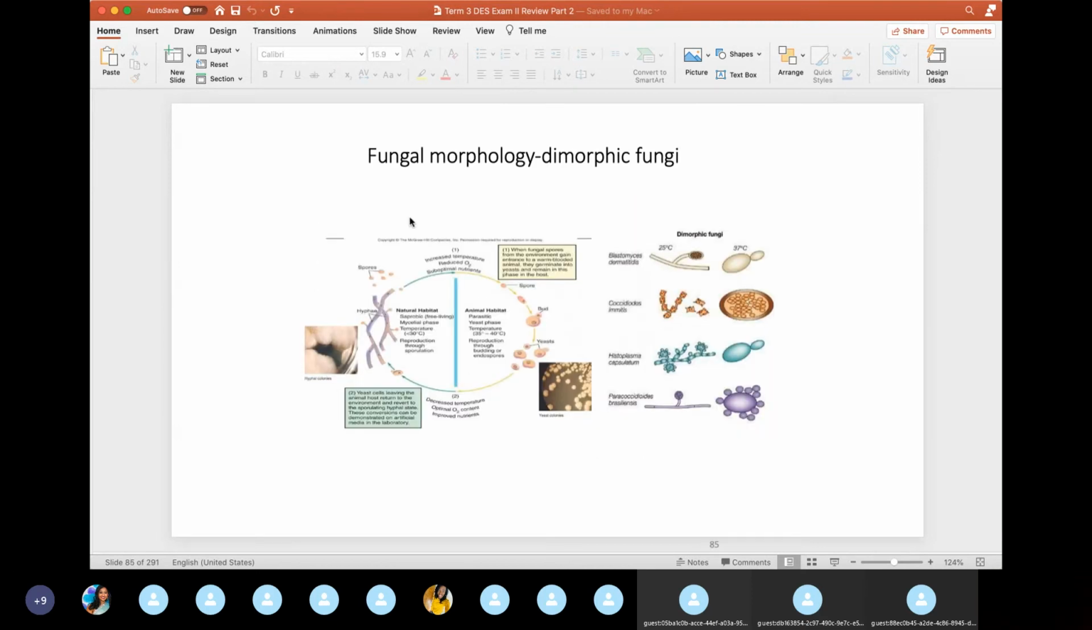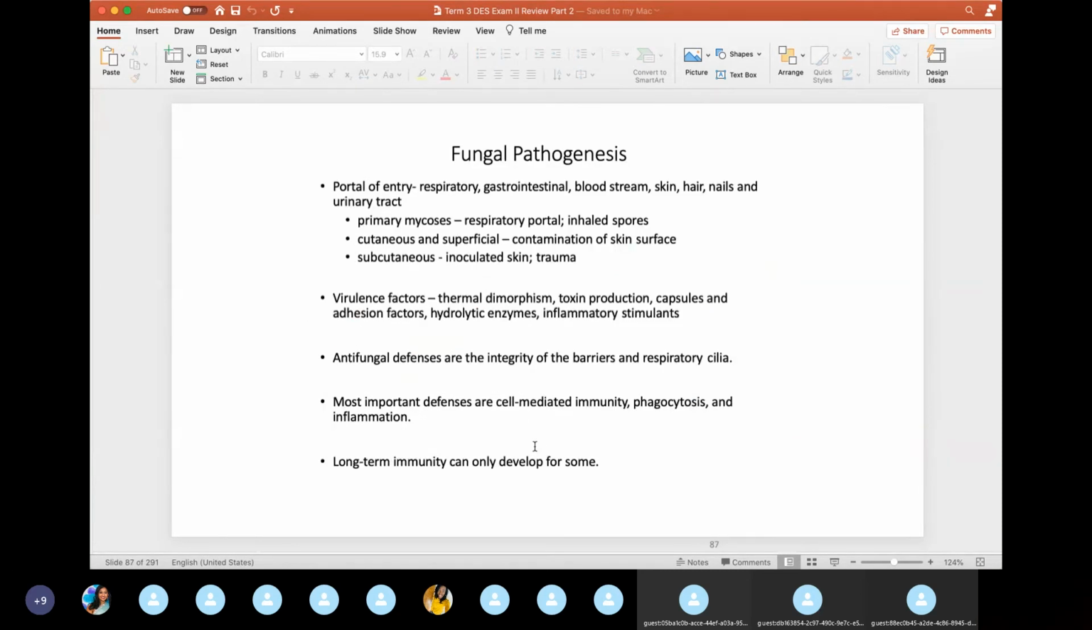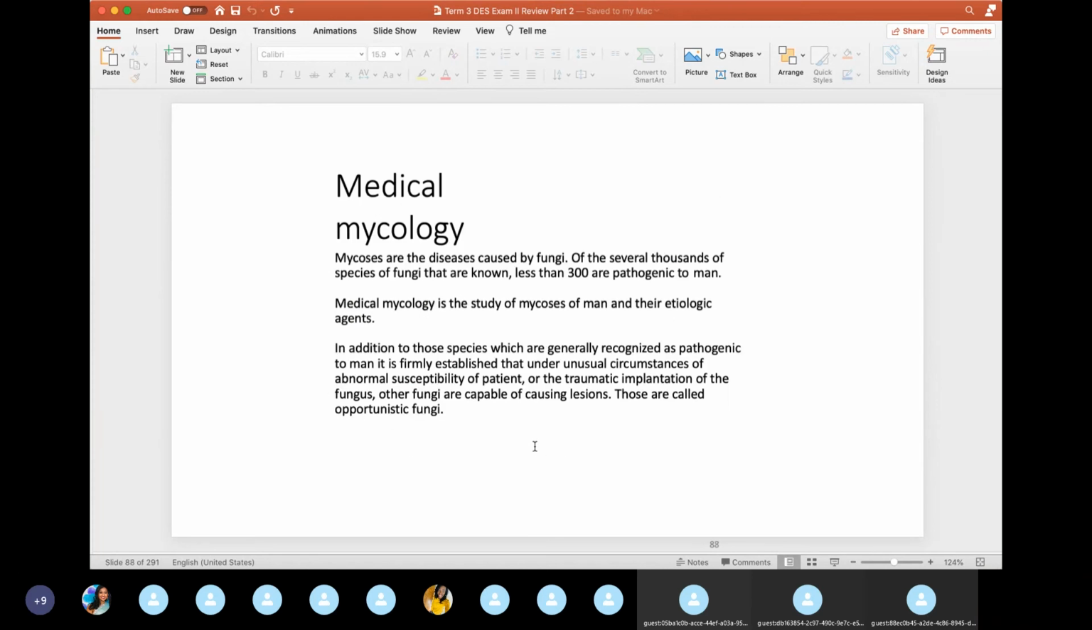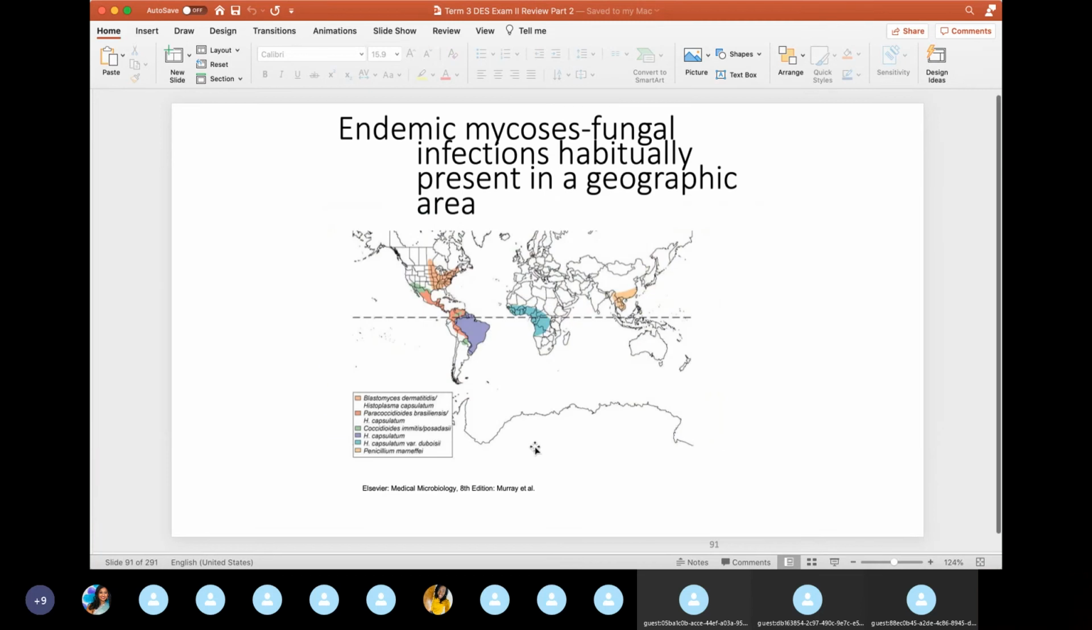Okay, so this is it. Dimorphic fungi, yeast and mold. Reproduction. What's for fungi? How do they reproduce? They reproduce asexually by mitosis or sexually, and they form spores. Asexual reproduction is called budding. High yield, unequal cell division. Okay, so they use budding. There are different kinds of mycoses. Okay, let's go to the different types.